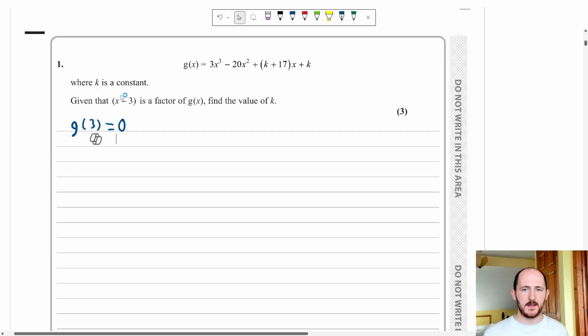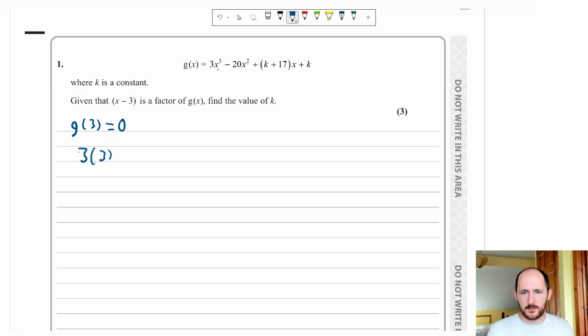So remember, you need to find the root of that solution. So x minus 3 is 0, so x equals 3. When you sub that in, you should get 0. So now we actually need to do the substitution itself. And that's where our first mark comes from. So 3 cubed minus 20 times 3 squared plus k plus 17 times 3 plus k, in theory, should equal 0.